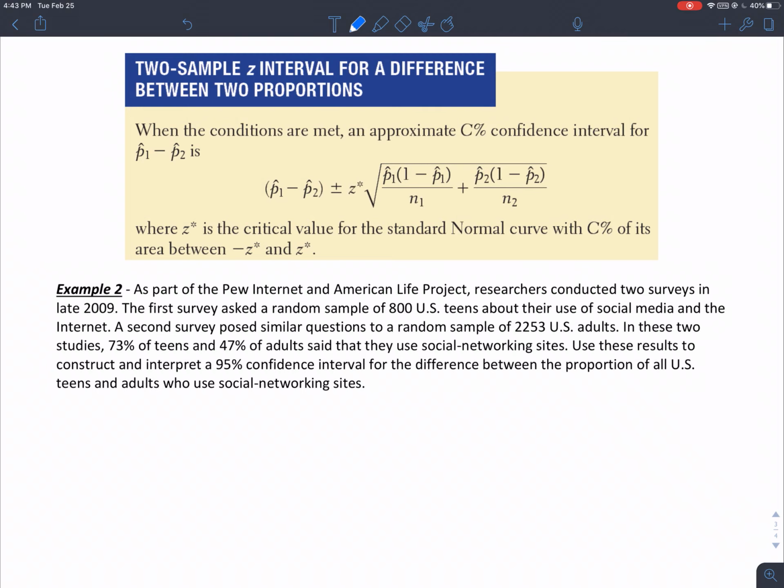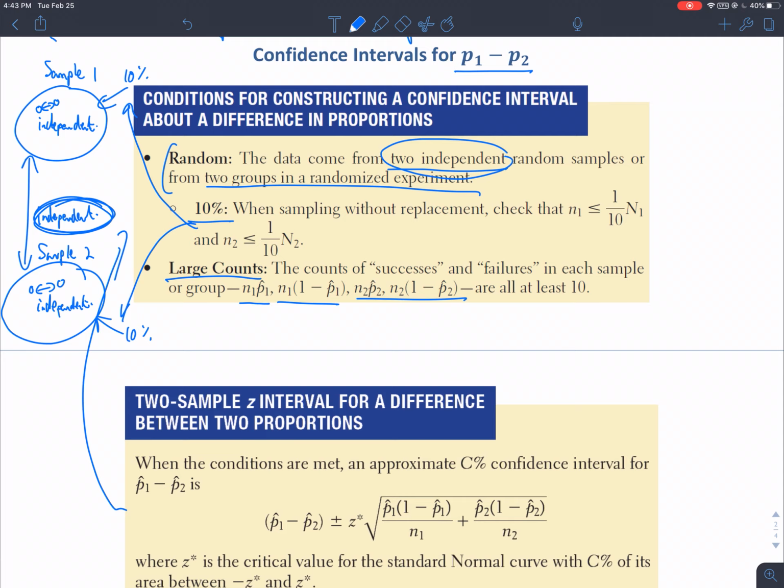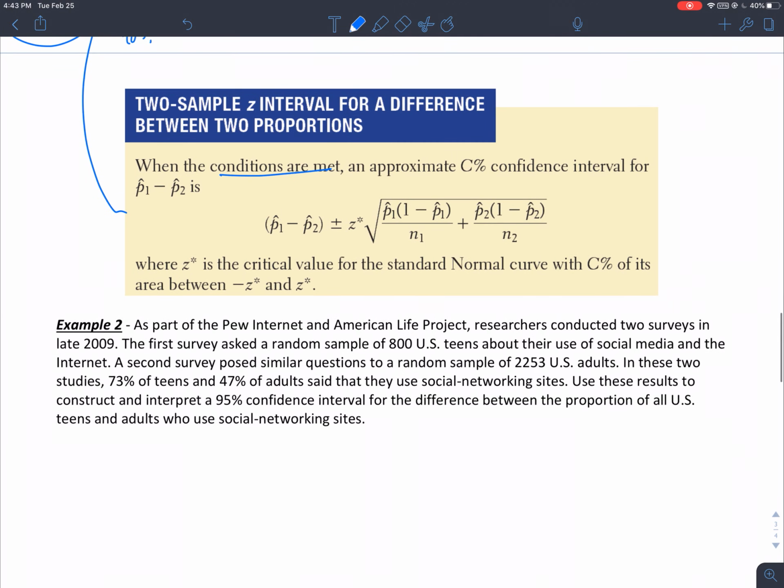Okay, so let's actually build a confidence interval for a difference in proportions. We just checked the conditions earlier, right here. And so now we're saying when conditions are met, an approximate C% confidence interval, 95% usually, for p hat 1 minus p hat 2 is this.